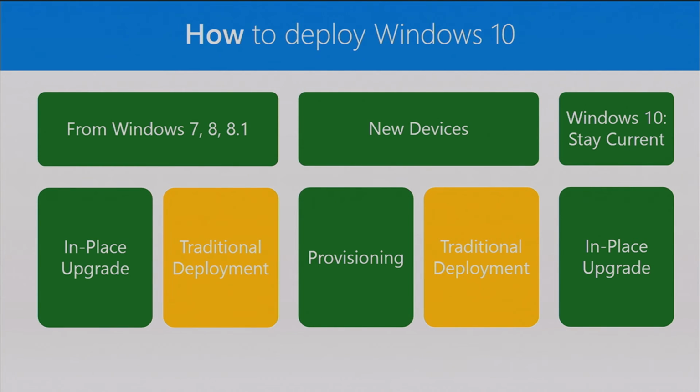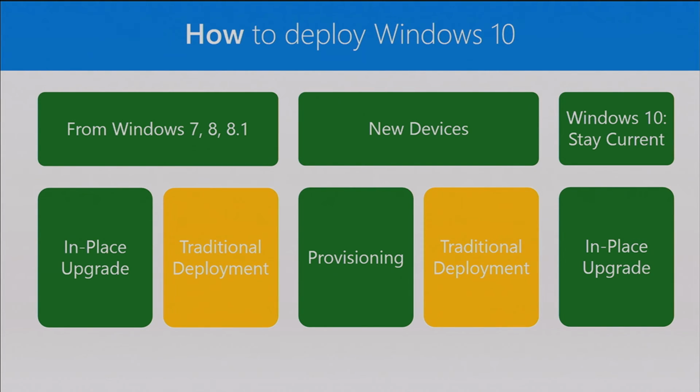With Windows 10, though, we also added some new scenarios. In-place upgrade as a preferred option for moving from Windows 7 and Windows 8.1, and as pretty much the only option to stay up to date once you're on Windows 10. So we use an in-place upgrade process to deploy feature updates as they're released.